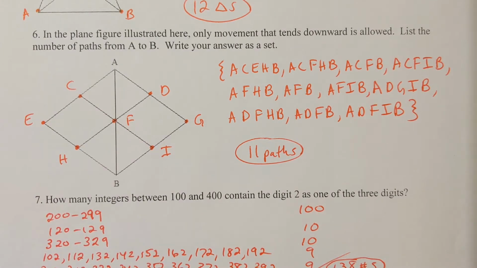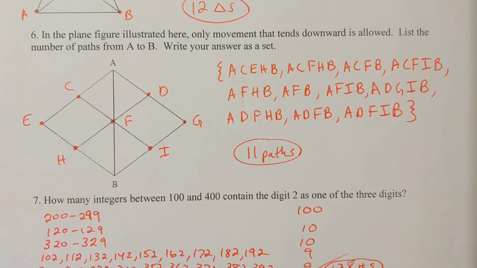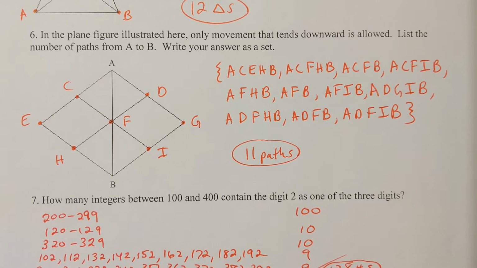Okay, we're on problem 6. This is still section 10.1, by the way. It says, in the plane figure illustrated here, only movement that tends downward is allowed. List the number of paths from A to B. Right, your answer is a set.